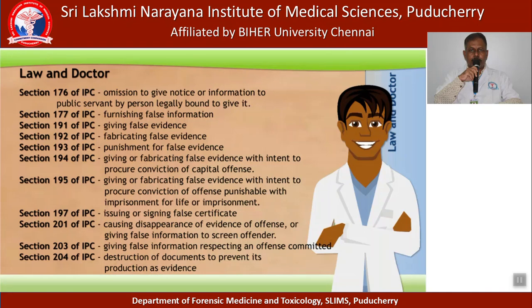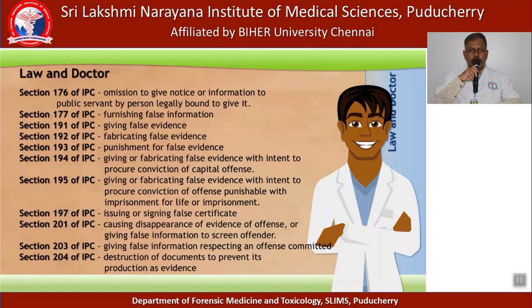So what are the laws in relation to? You'll find section 176 CRPC, that is magistrate inquest, and section 174 CRPC, police inquest. In your last classes you have learned that police hold the inquest; we'll see again in the list. Just don't get confused between IPC and CRPC in vivas. Section 176 IPC, omission to give notice or information to public servant by person legally bound to give it. 177 IPC, furnishing false information, punished.